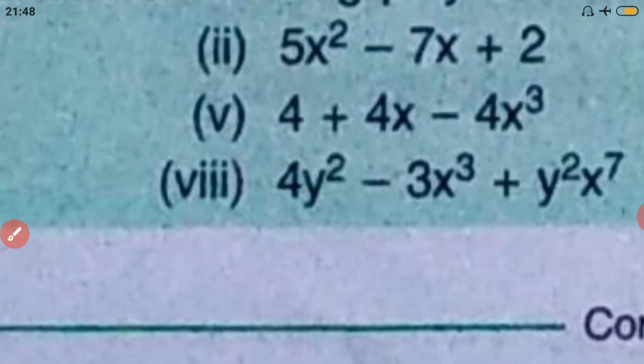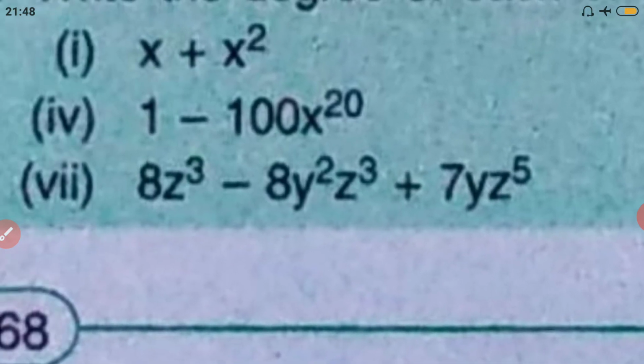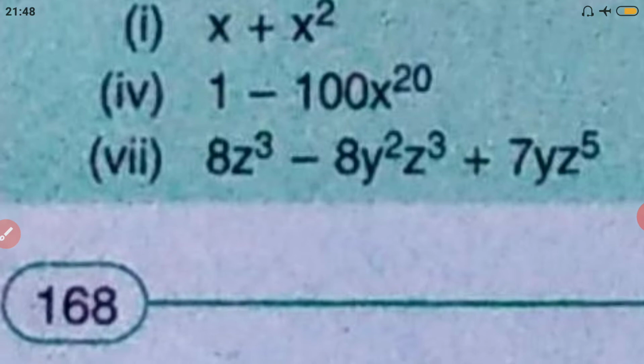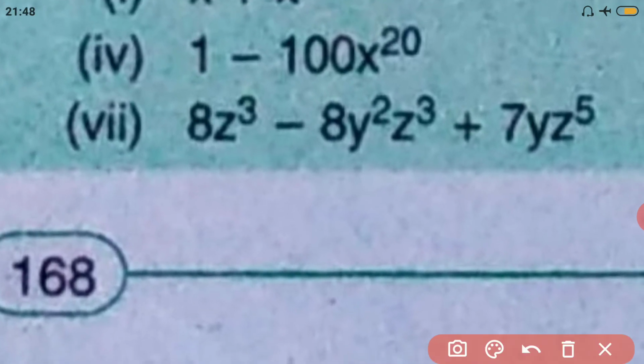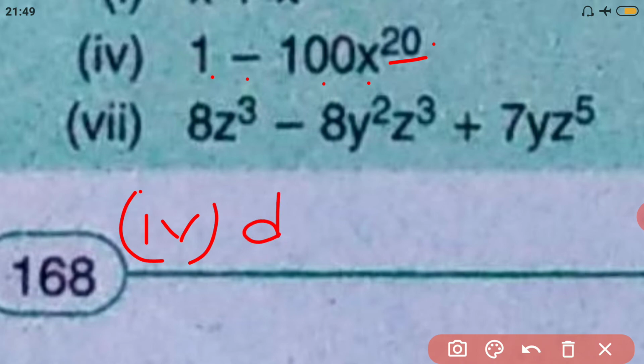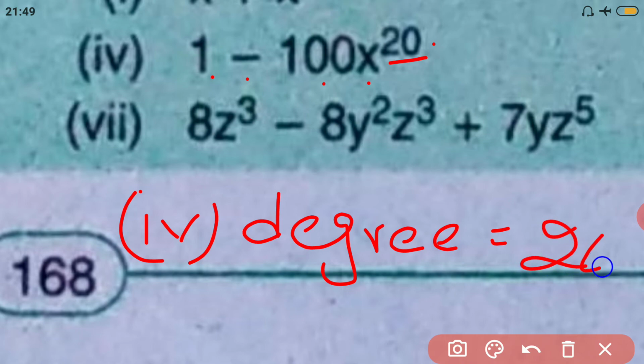Now you can go to the next number. Question number 4. So question number 4 reads as 1 minus 100x raised to the power 20. So obviously this 20 is the answer, because that's the highest power. So number 4, what should be the degree? Degree equals 20. Okay, I hope you understood this.